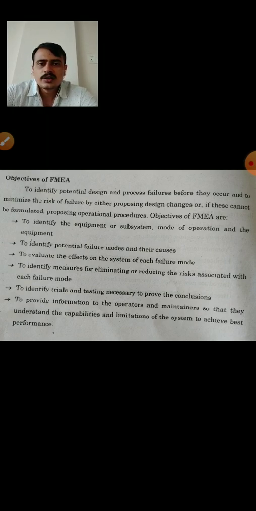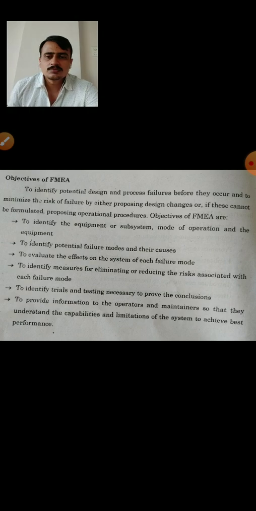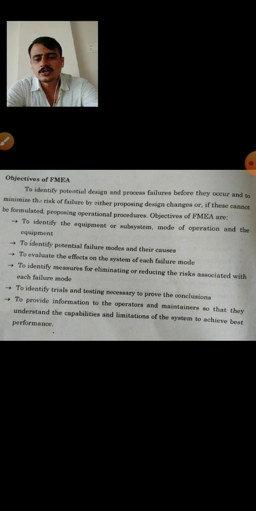Second is to identify potential failure modes and their causes. Third, to evaluate the effect on the system of each failure mode. Fourth, to identify, measure, eliminate or reduce the risk associated with each failure mode. Fifth, identify trials and testing necessary to reach a conclusion. And last, to provide information to operation and maintenance on the understood capabilities and limitations of the system to achieve best performance. These are the main objectives of FMEA, failure mode and effect analysis.